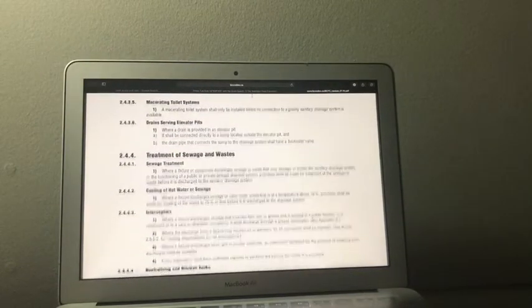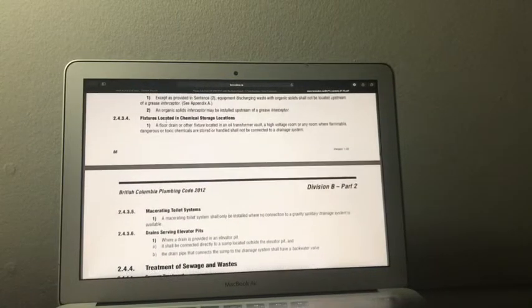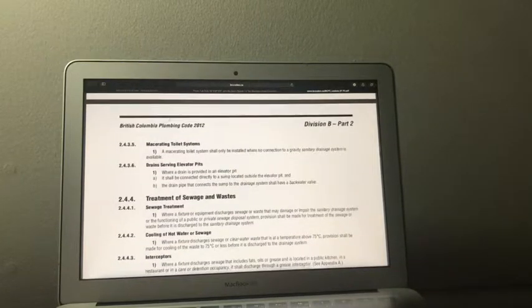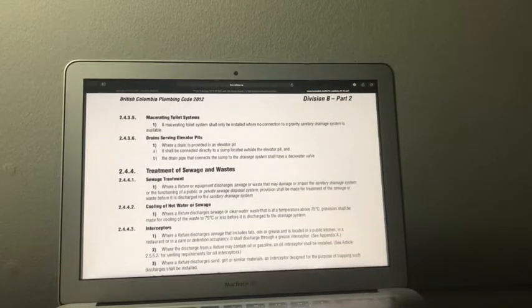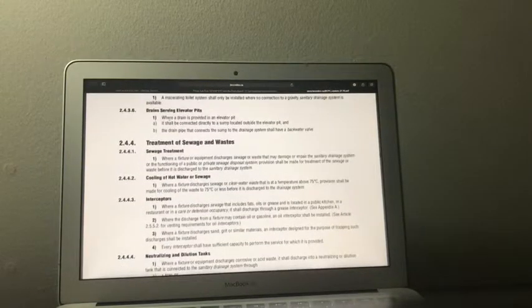Macerating toilet system, we're not going to read about. Yeah, this one's actually kind of important. Indirect connections or any trap that may overflow shall not be located in a crawl space or an unfrequented area. So if you have a crawl space in the basement, I've actually been asked that a few times to plumb me some stuff underneath my crawl space, and you actually can't because it's an unfrequented area. So that would be kind of a pop-up from there.